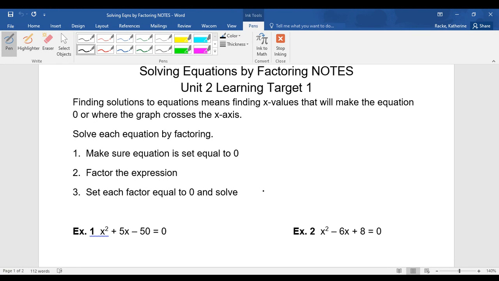In step 3, we're going to set each factor that we get. So we're going to set those binomials equal to 0 and solve them individually. So then you'll be able to see on the graph, if you had a graph, these 2 points right here are what we're looking for.